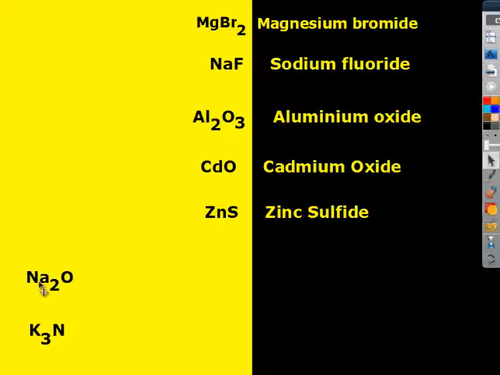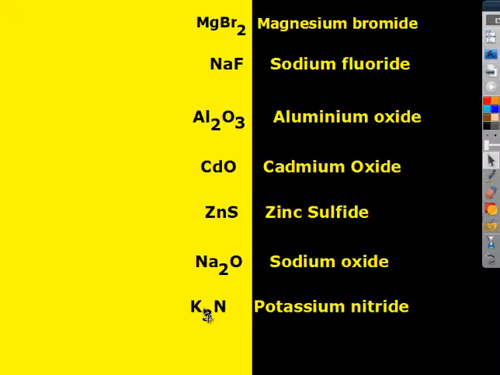Na2O, you have sodium, which is Na, this one right here. And you have oxygen, which is O. If you change it, you should get sodium oxide. Last, you have potassium, which is here, and nitrogen. You're going to change nitrogen to nitride: potassium nitride. Okay.